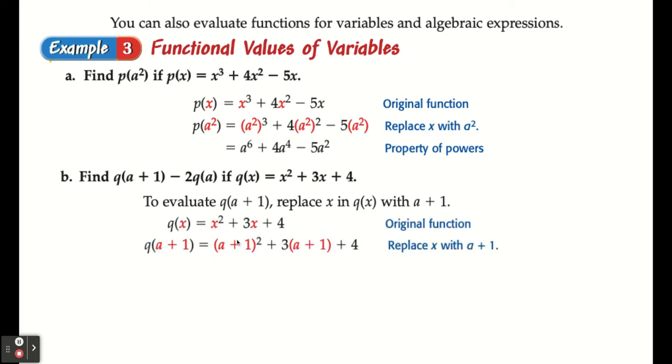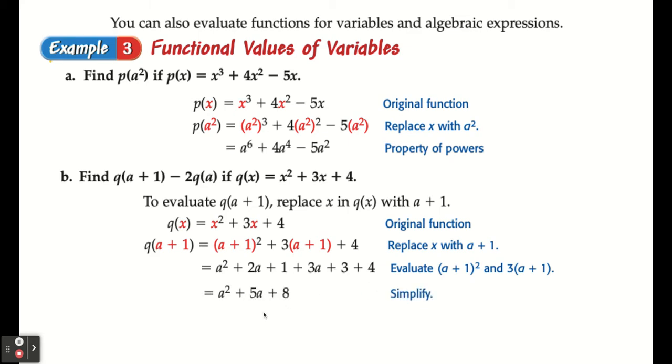So I'm going to go ahead and evaluate, again, just the right side. I know a plus 1 squared would be a plus 1 in parentheses times a plus 1 in parentheses. You could use the FOIL method. It would give me a squared plus 2a plus 1. And then 3 times a and 3 times 1 gives me 3a plus 3. And then I have this plus 4 here. And then I can combine like terms. So 2a plus 3a is 5a, and then 1 plus 3 plus 4 is going to give me 8. So I would have a squared plus 5a plus 8.